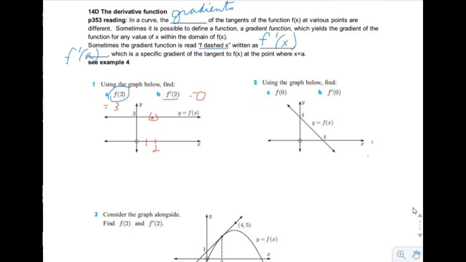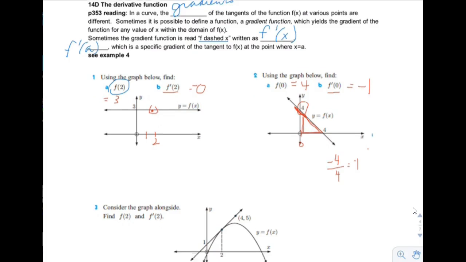All right, number 2. Using the graph below, find the value of the function at x equals 0. At x equals 0, the function is equal to 4. And then it says f dashed of 0. So, what is the gradient of the function at x equals 0? That would not be 4, but whatever this inclination is here. And you can see, since it's a 45, 45, 90 triangle, that the rise will be -4 and the run would be +4. So the slope here is -1.